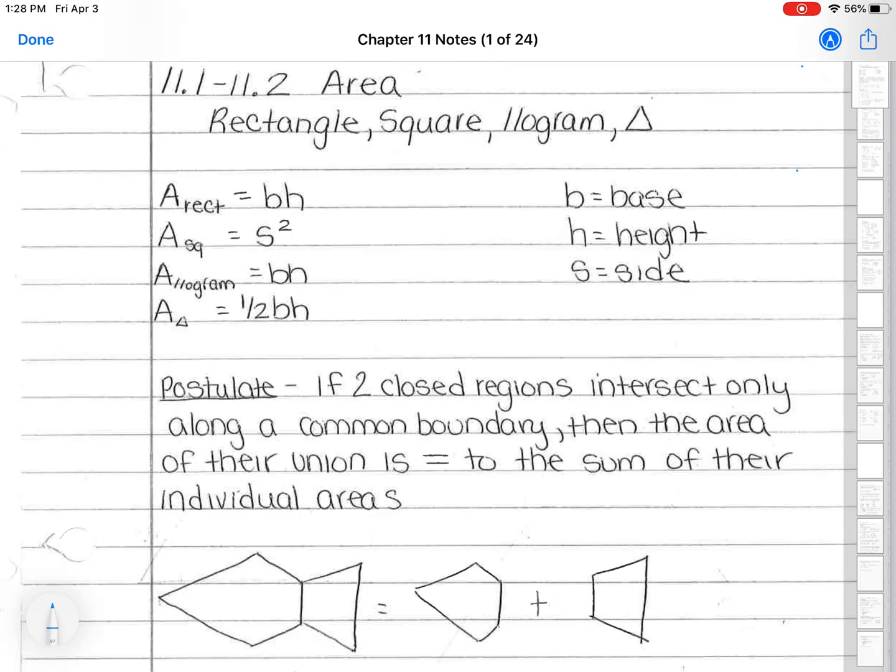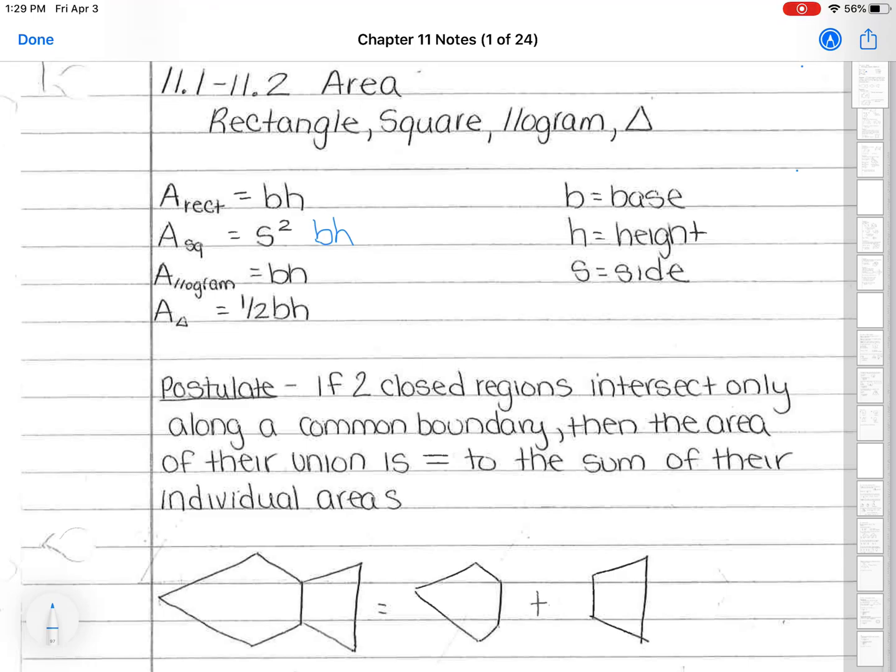We're going to talk about rectangles, squares, parallelograms, and triangles. None of these really should be new to you. This is all stuff that should have been covered in middle school, but we're going to just review it now. So area of a rectangle is your B times H. B stands for base, H stands for height. Area of a square could still be base times height. Sometimes, though, the textbook will refer to it as S squared just because all the sides are the same, so they just refer to it like that, but you can certainly use base times height.